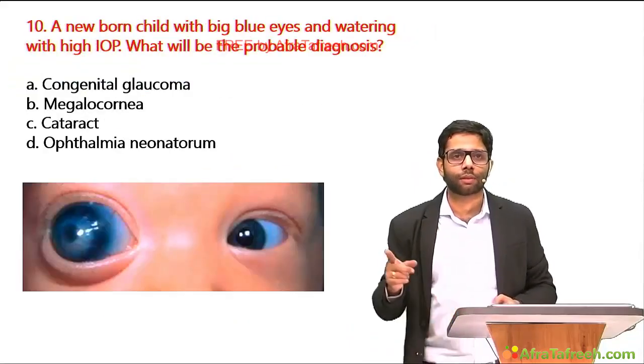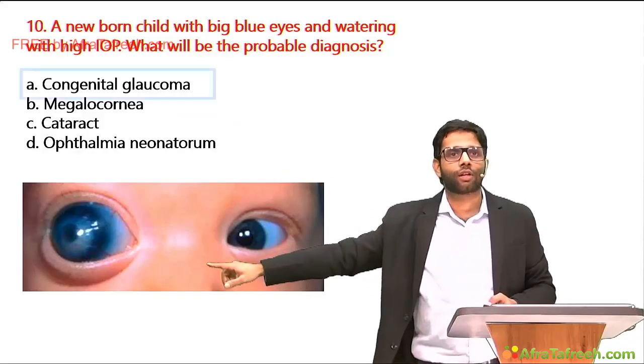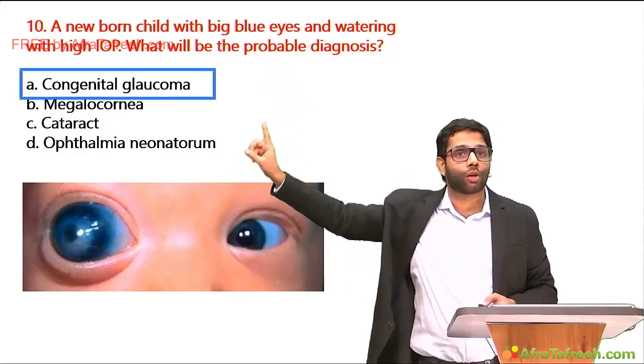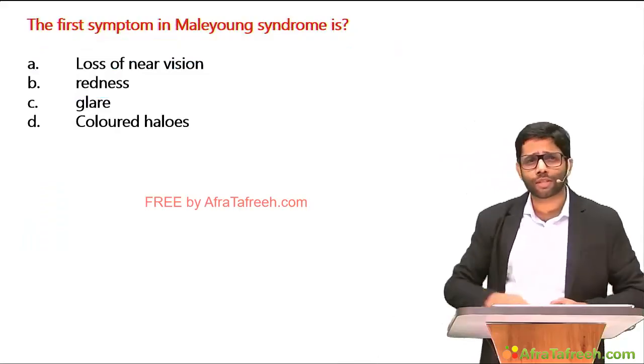And the last, mother says, father sometimes says, big blue eyes, congenital glaucoma, watering, high IOP. Megalocornea will not have high IOP. And see this. What is the first symptom in this syndrome?